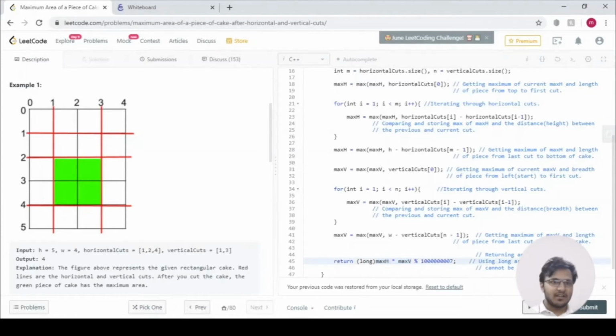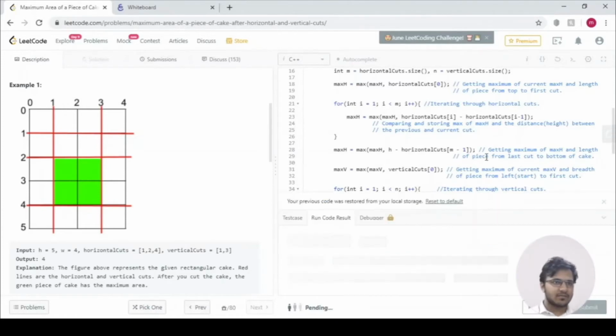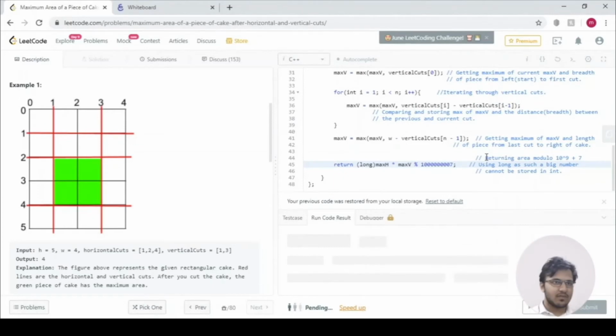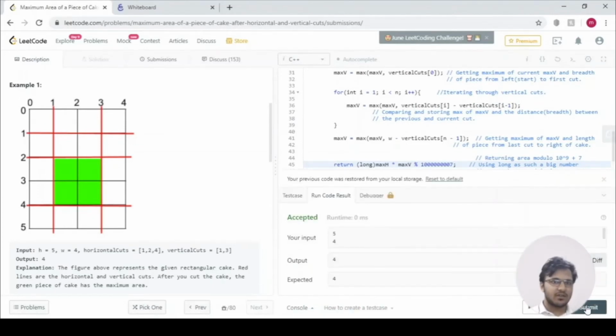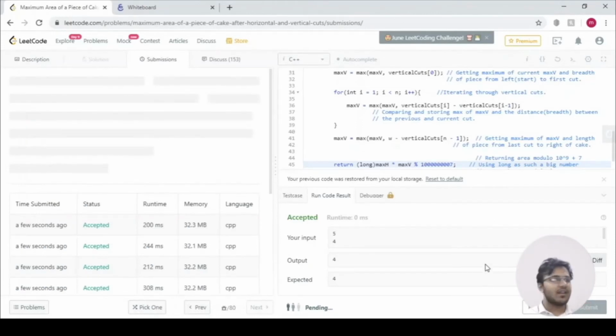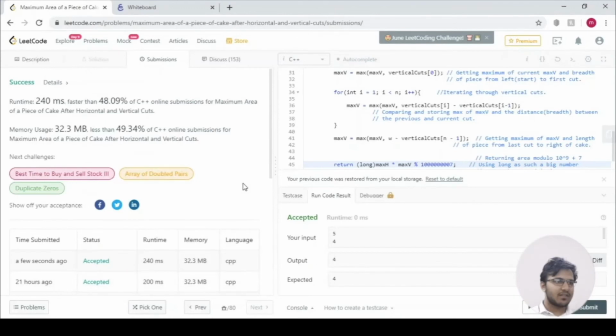So that's it. Running the code. And here is the answer. So it's working well on the test cases. Submitting it finally. Yeah, it works perfectly. So that's it.